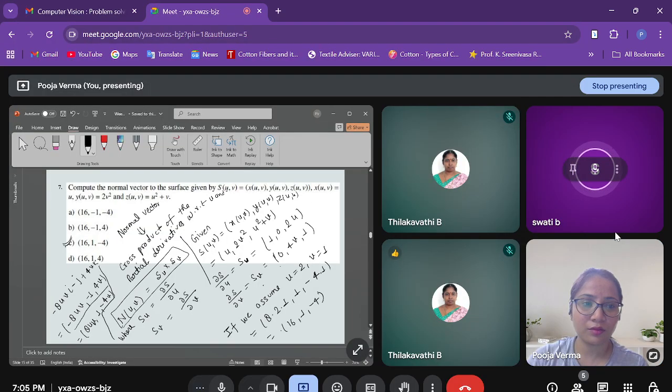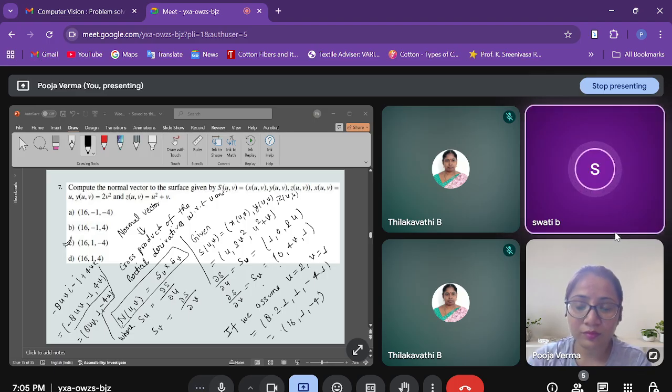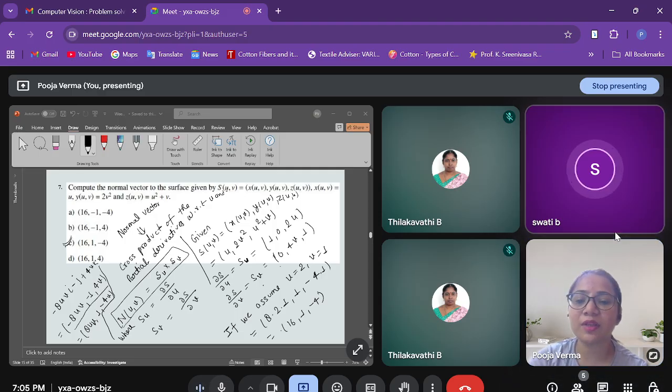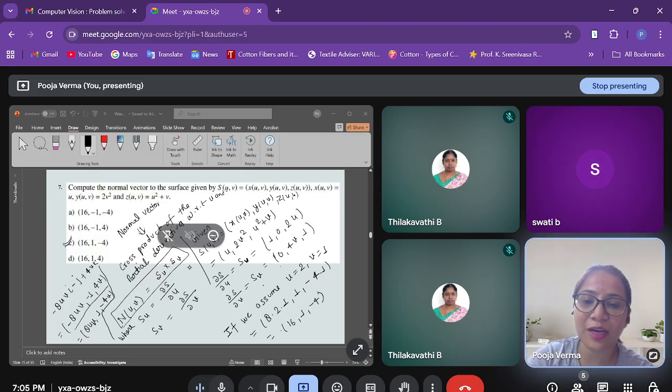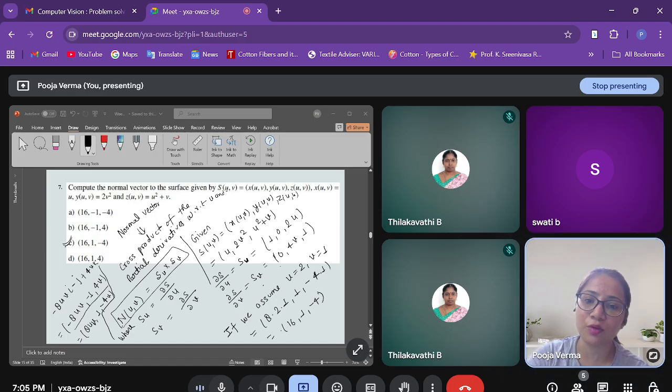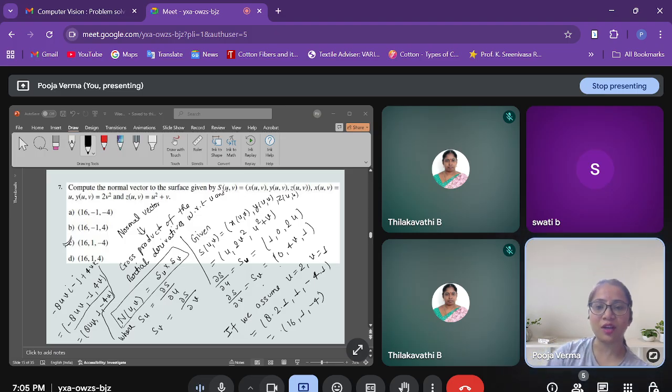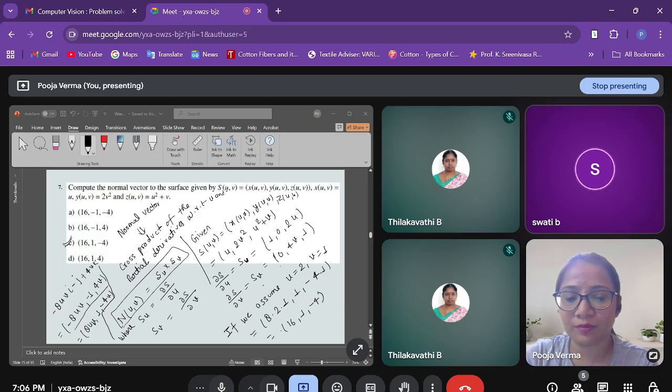Yes, ma'am. I have one question. Yes. So this normal vector to the surface, is it similar to the tangent? You can say that. But basically, the normal vector is the cross product with respect to u as well as with respect to v. In the tangent vector, we are not taking the cross product, I think. There is a dot product. Just remember these few small points. There is a dot product and cross product. Okay, got it. Thank you.